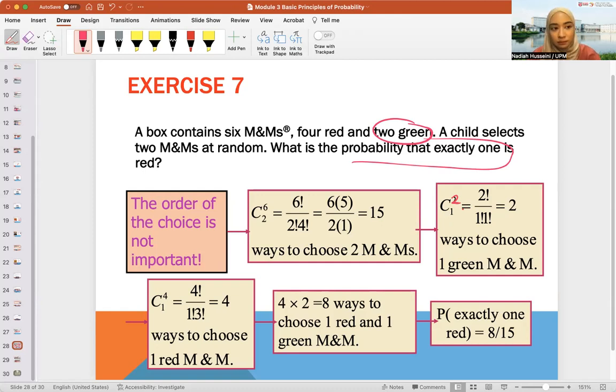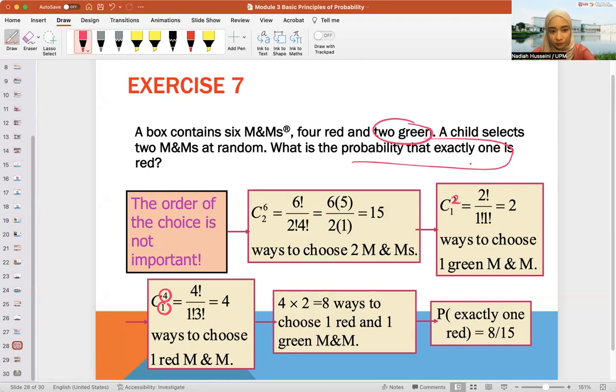Okay, bear with me. Let's just go on with this first. And then, I have 4 red and I want to choose exactly 1 red when I choose the 2 M&Ms. So I have 4 reds, choose 1, so combination of 4 choose 1. This is the number of possible ways to choose 1 red M&M.